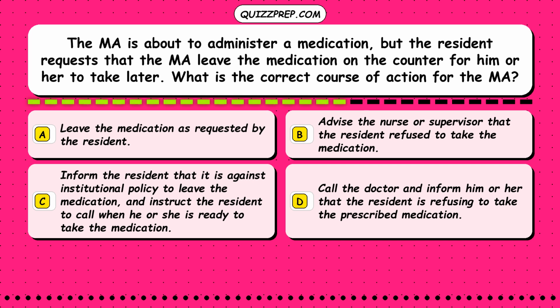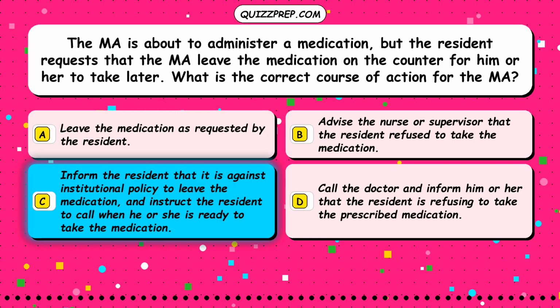Option A, leave the medication as requested by the resident. Option B, advise the nurse or supervisor that the resident refused to take the medication. Option C, inform the resident that it is against institutional policy to leave the medication, and instruct the resident to call when he or she is ready to take the medication.